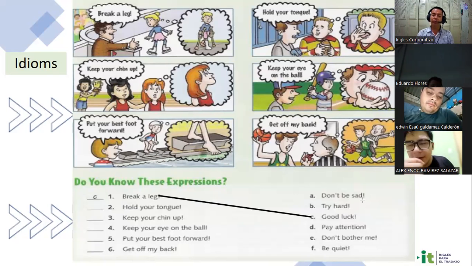Hold your tongue. Hold your tongue is... Be quiet.